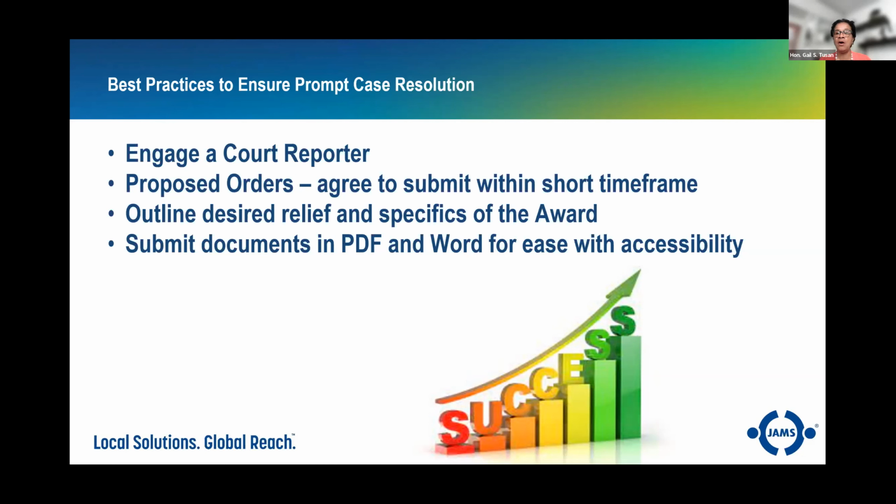But if you are offering to present a proposed order, again, I think it's more helpful to have it closer to the time of the hearing or the conference than later.